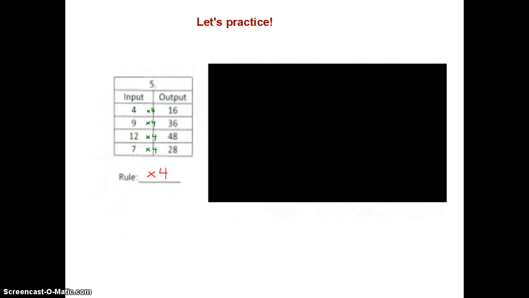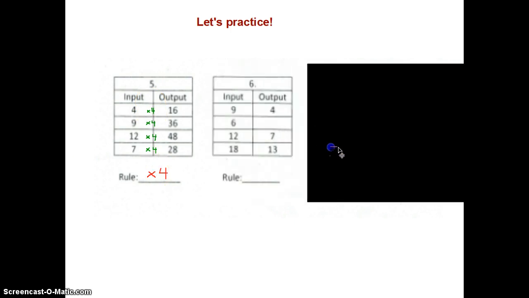Okay, we're back. So if you said that the rule was multiply by 4 each time, you're correct. Good job, because 4 times 4 is 16, 9 times 4 is 36, 12 times 4 is 48, and 7 times 4 is 28. So each one of these follows the rule of multiplying by 4 each time. So my rule for this input-output box is times by 4. Okay, let's take a look at this next one.